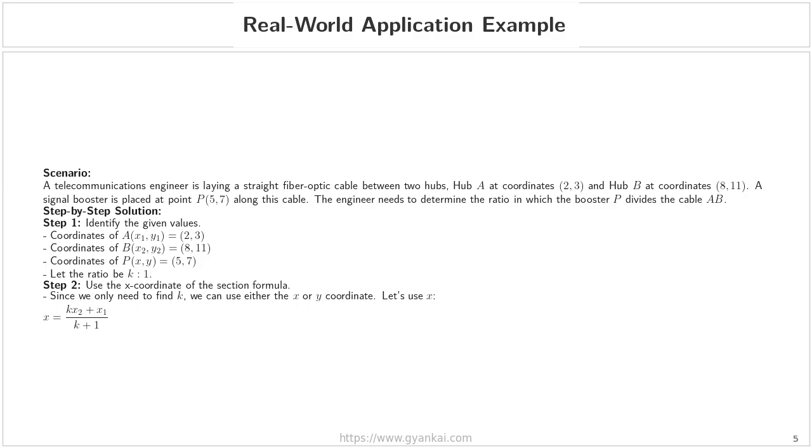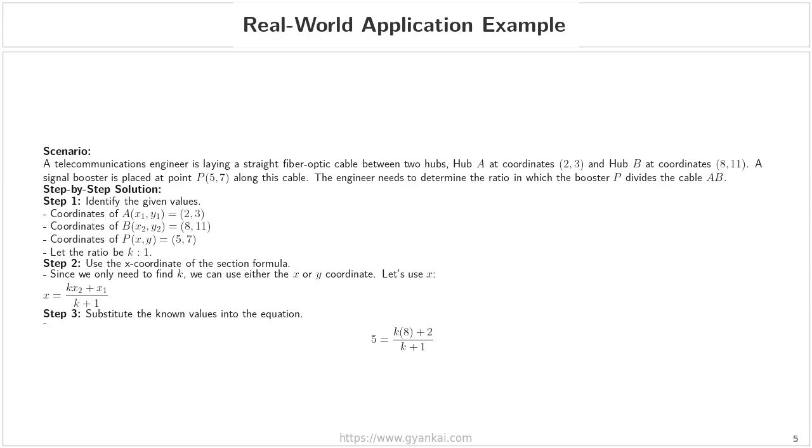Moving to step 2, we need to set up our equation. Since our goal is simply to find the value of k, we don't actually need to work with both coordinates. We can choose either the x or the y to keep things simple. Let's use the x-coordinate. We'll take our x-coordinate from point P and set it equal to the x part of our simplified formula. X equals the quantity k times x2 plus x1, all over the quantity k plus 1. In step 3, we substitute our known values into that equation. So, 5 equals the quantity k times 8, plus 2, all divided by the quantity k plus 1.